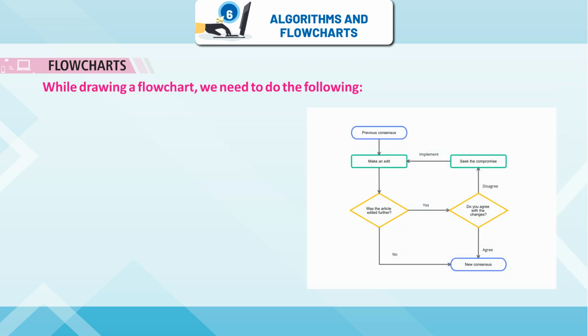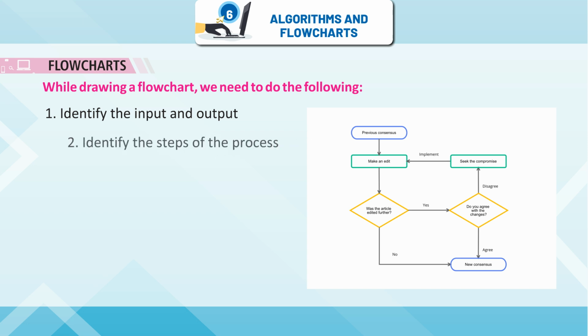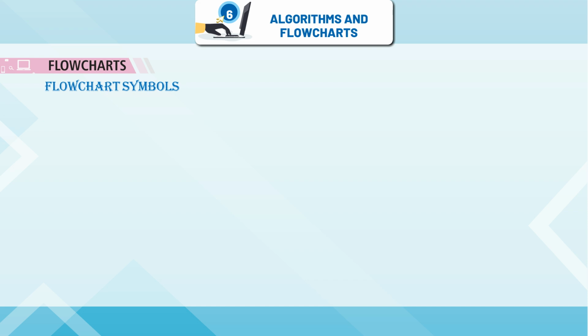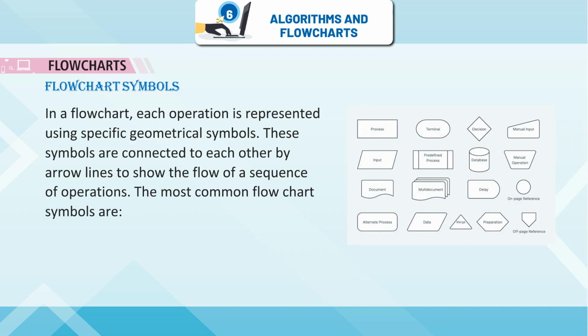While drawing a flowchart, we need to do the following. 1. Identify the input and output. 2. Identify the steps of the process. 3. Draw a flowchart using appropriate symbols. Flowchart symbols. In a flowchart, each operation is represented using specific geometrical symbols. These symbols are connected to each other by arrow lines to show the flow of a sequence of operations.